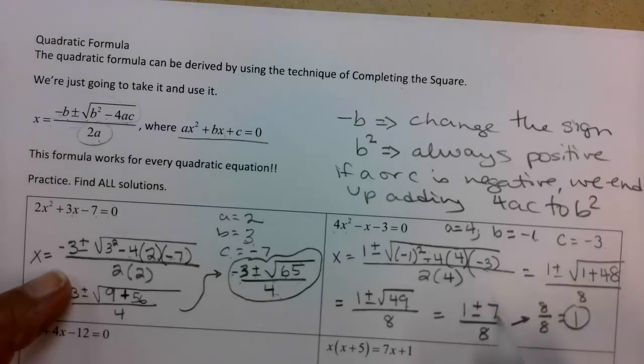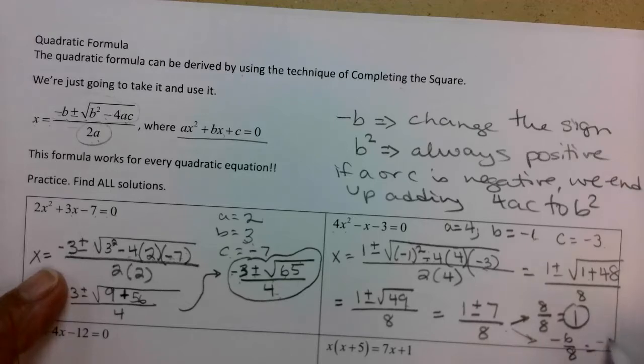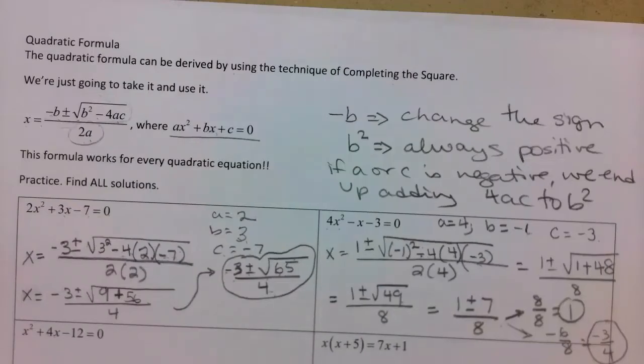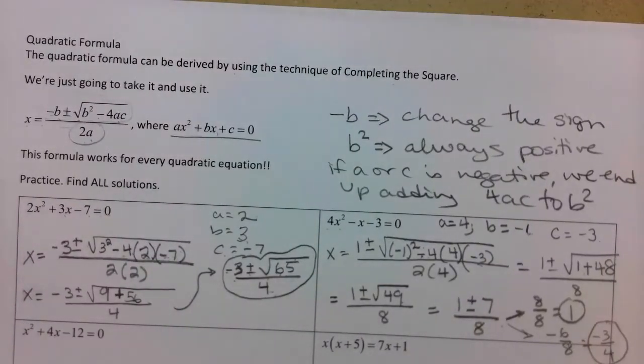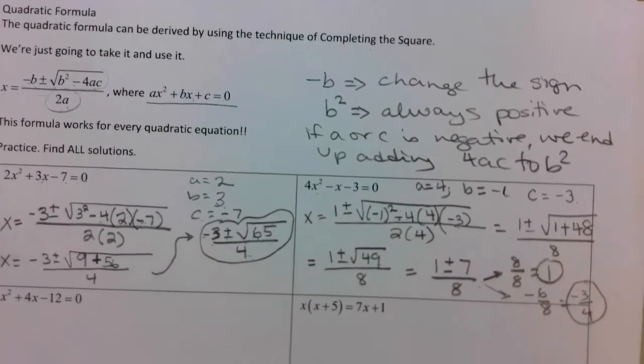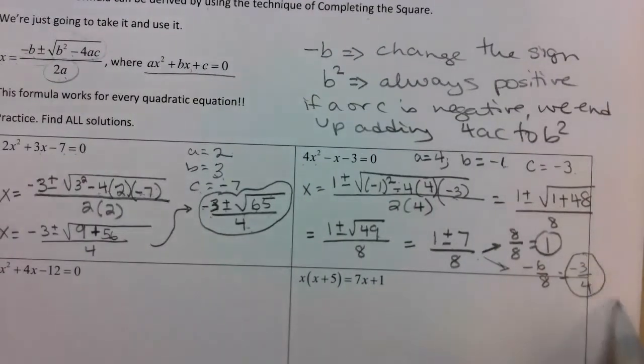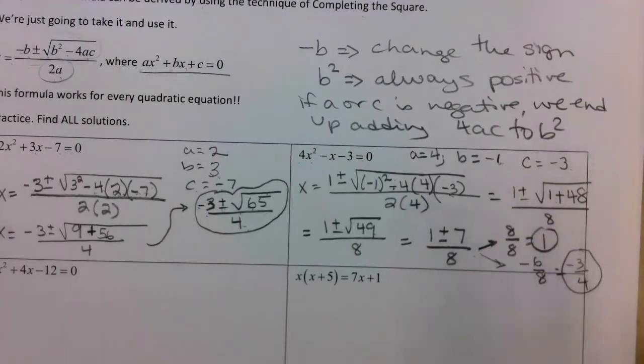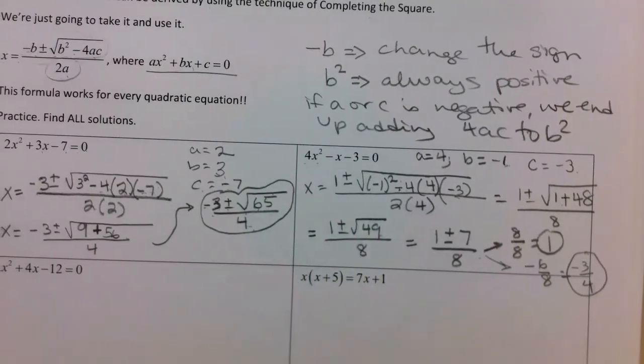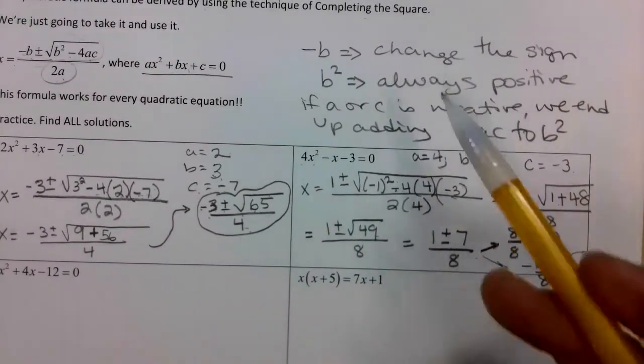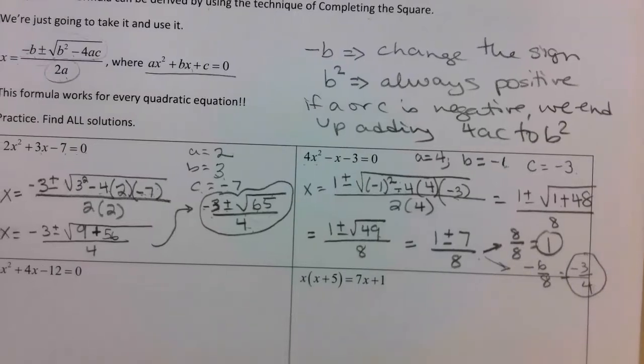When I want the minus route, the negative route, 1 minus 7 is -6 over 8. And that's our second solution. Let's go ahead and reduce that. What is that? -3/4. There we go. Now, if you get rational numbers for your solutions, so 1 is rational, -3/4 rational, kind of nice. That means we could have solved that original one by factoring. Didn't have to, quadratic formula worked. It just would have been an option.